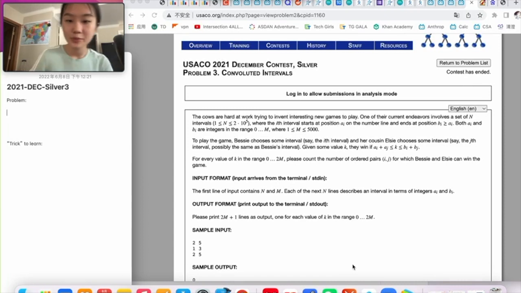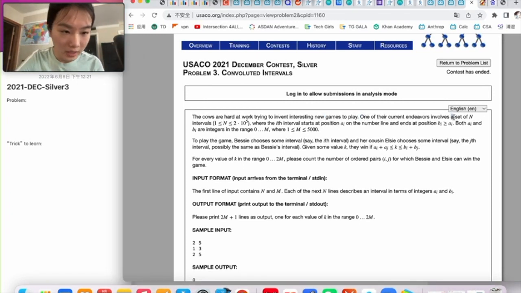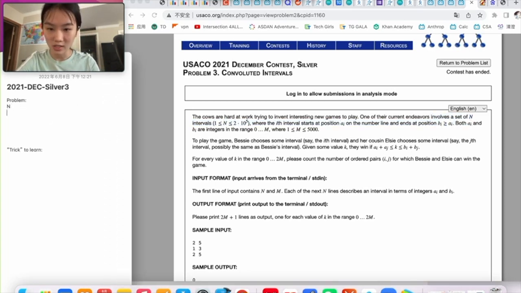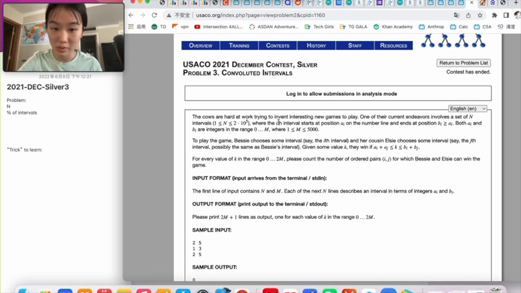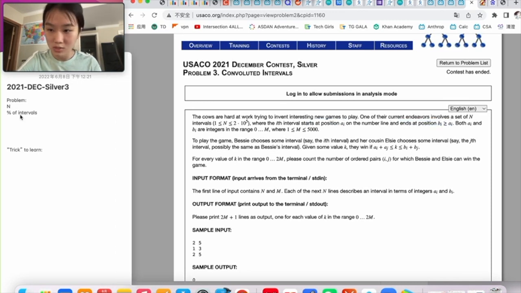Let's see. The problem says the cows are hardworking and try to invent a game, and one of their current endeavors involves a set of N intervals. So we can see an important letter comes out, which is N, and N means the number of intervals. And we can see how to define an interval. This is very important, right? The interval starts at AI and ends at BI for the ith interval. So how to define an interval? It is AI to BI for the ith.